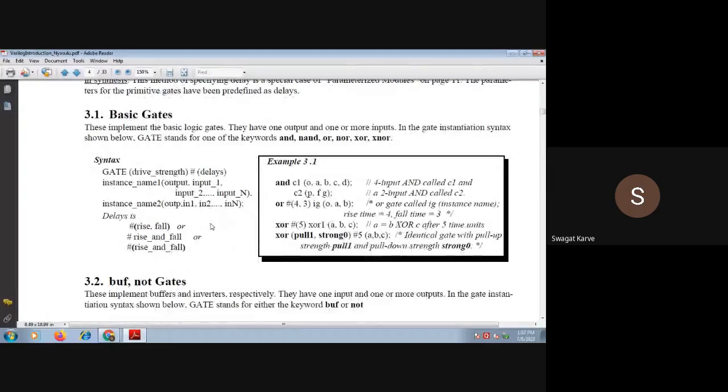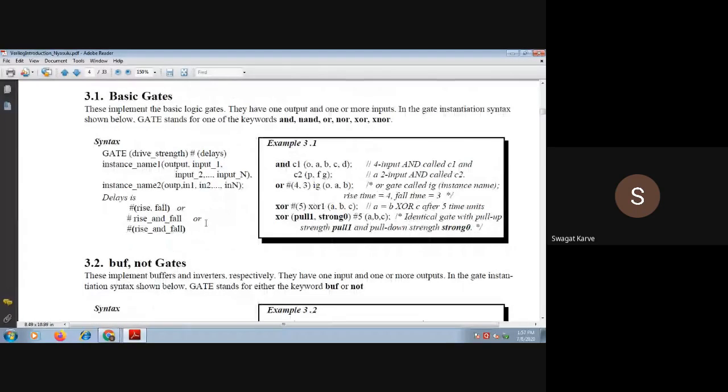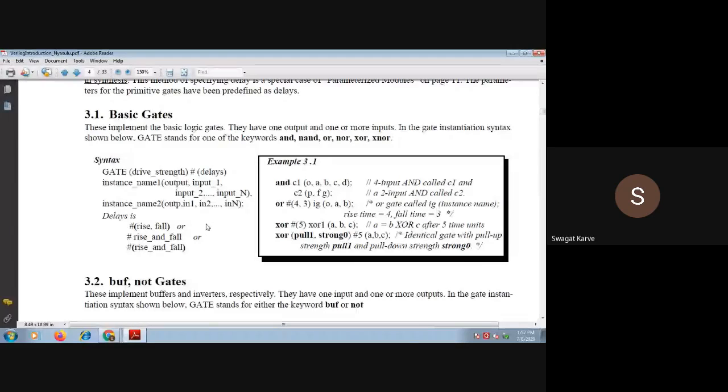So some basic gates that you can use in Verilog, for example, AND, NAND, right, or NOR. Actually these are the keywords. In a similar way we have used them in VHDL also. For example, if you want to AND the A and B, right?